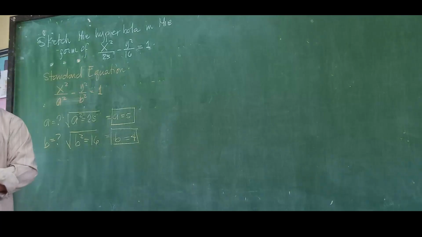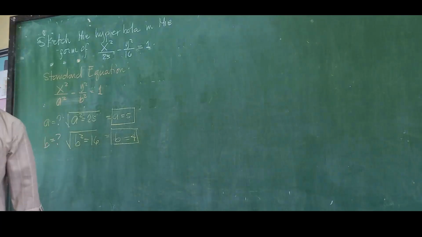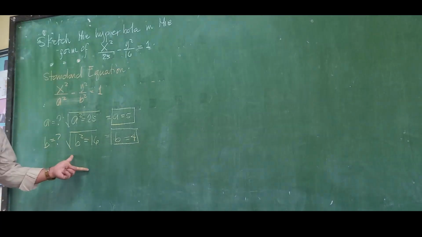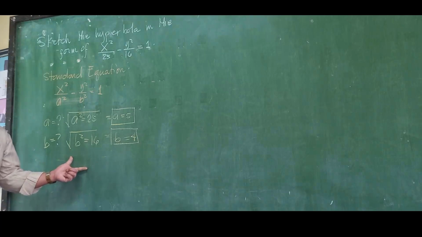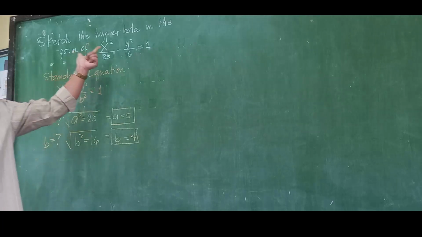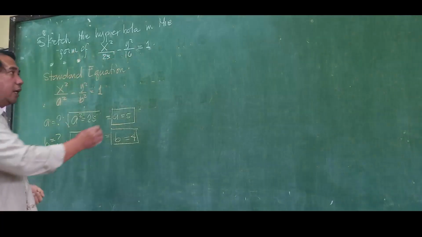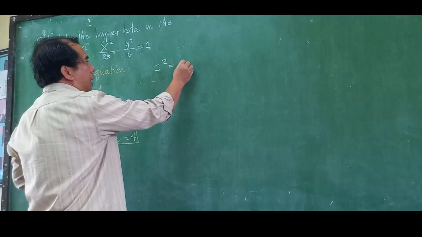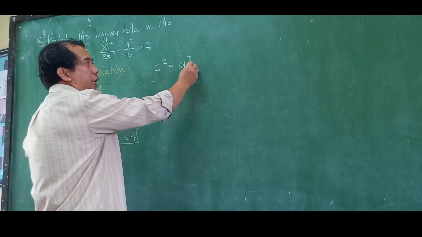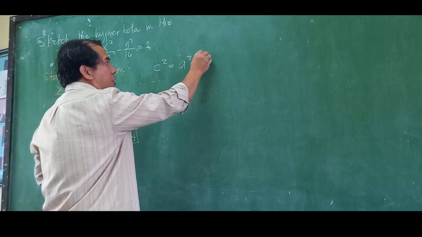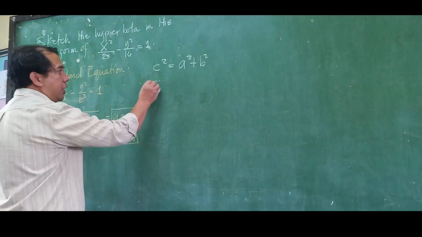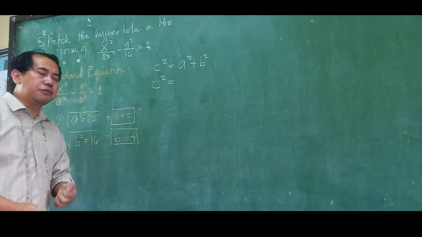You identify first what you can immediately sketch. Definitely, the Cartesian plane is number 1. Now, you look for the value of C. You cannot see C in the standard form, but as I said, to compute for C, we are already saying that C squared is A raised to 2 plus B raised to 2.